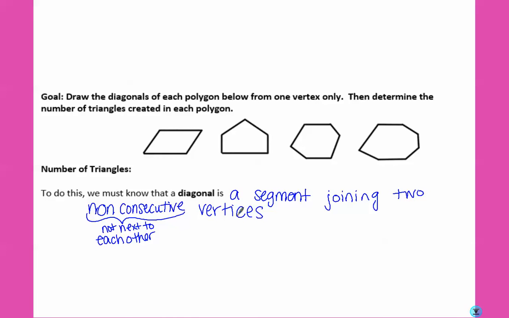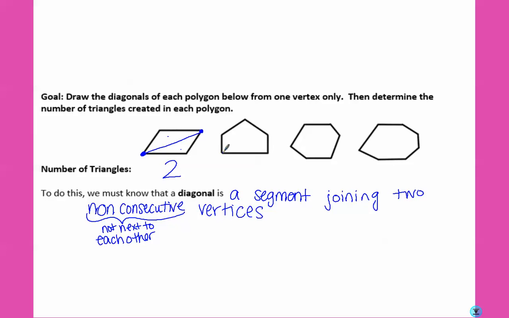So if I wanted to draw the diagonal through this shape right here, I'm going to choose this vertex. I can't go to that vertex because they're consecutive. That's a side. Can't go to this vertex because that's also a side. They're consecutive. If I go to this vertex, I skipped one on the way. So that's my diagonal. From this vertex, I can't draw any other diagonals. So that means I have 1, 2 triangles in this figure.